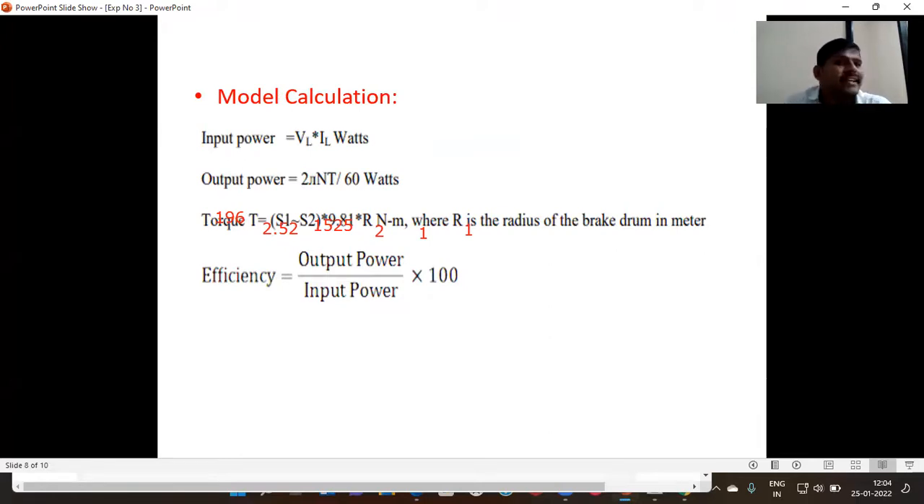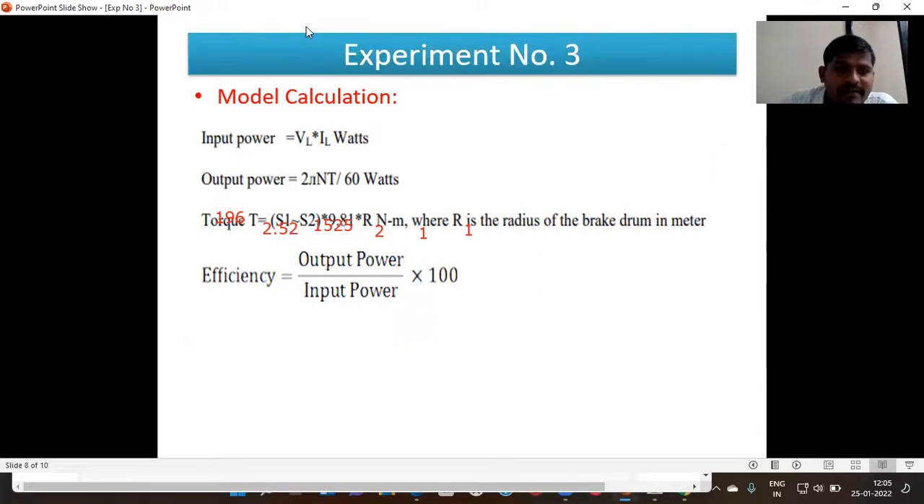We have not checked the radius of the drum yet. So the radius of the drum is equal to 17 centimeter. How many centimeter? 17. I think 16. 16.5, is there a scale? I am not having a scale now. 16.5 centimeter. 16, sorry, 17.5 centimeter. Okay, I will write here so that you can make the calculation easy.